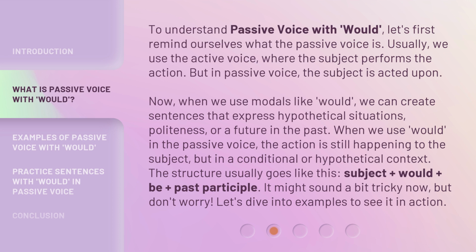The structure usually goes like this: subject plus would plus be plus past participle. It might sound a bit tricky now, but don't worry. Let's dive into examples to see it in action.